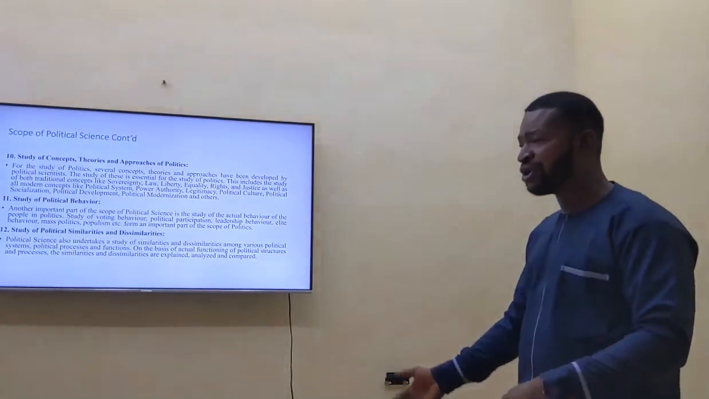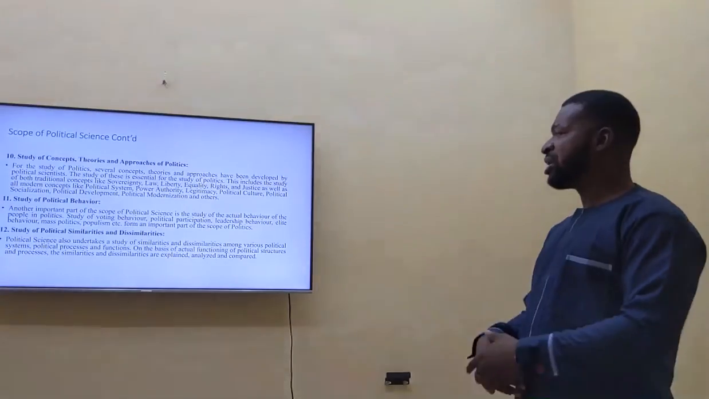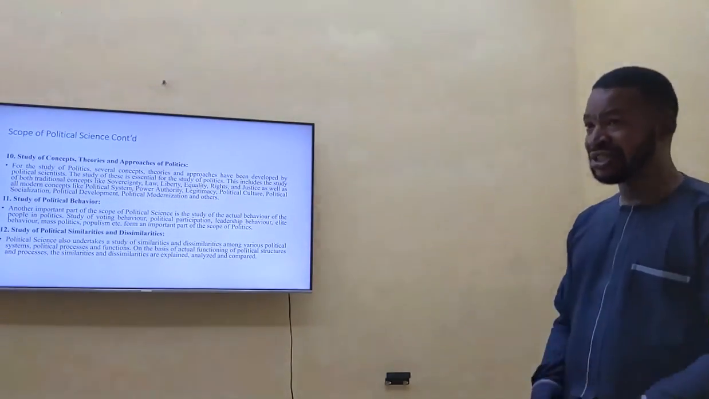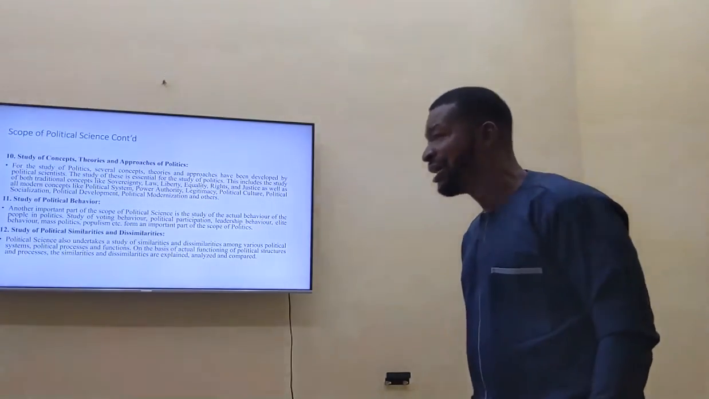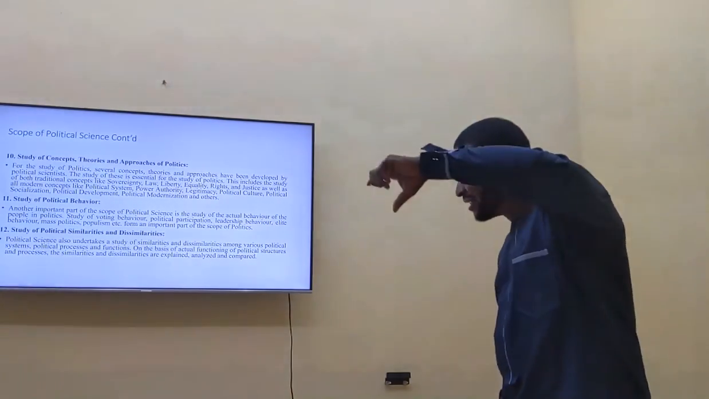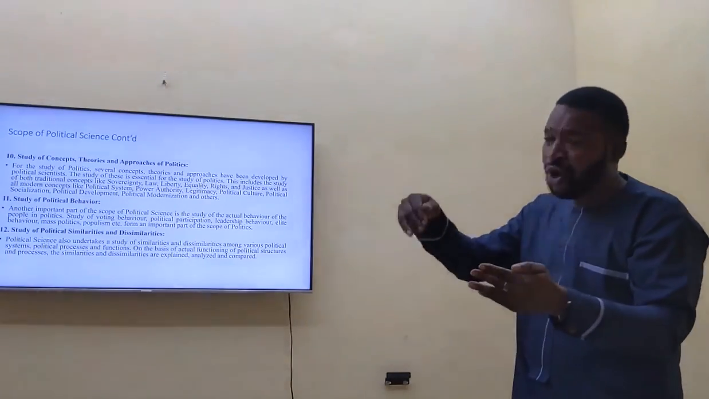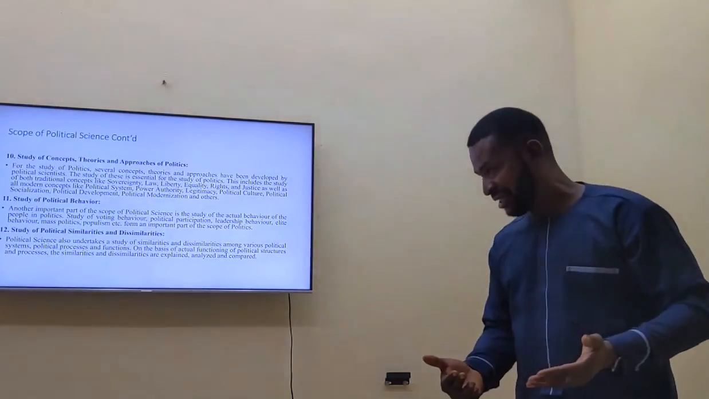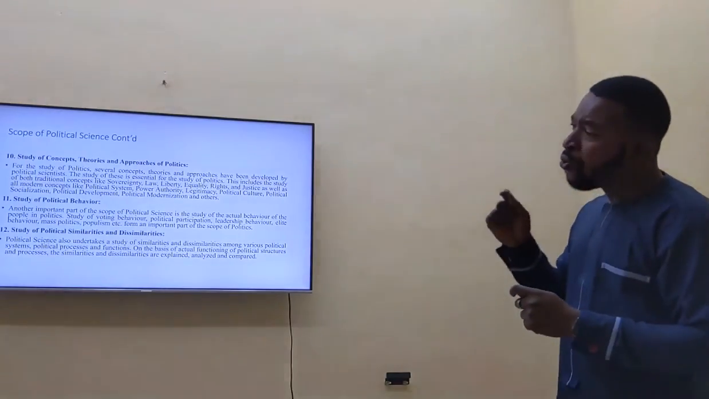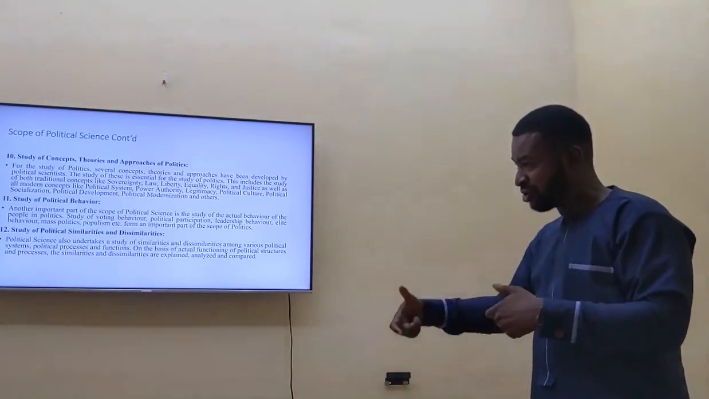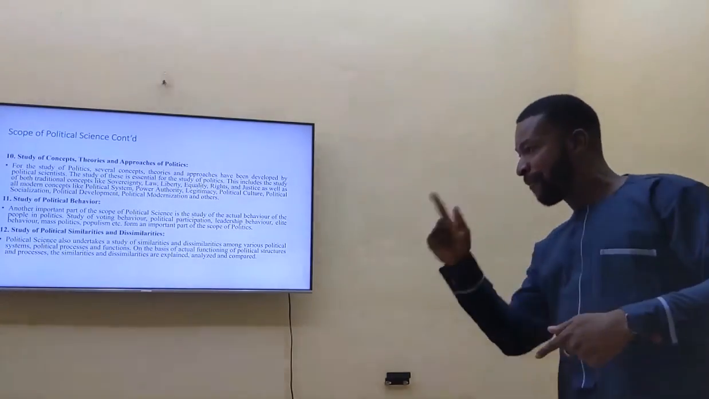Another one is the study of political behavior. This is one thing that has emerged in politics. It's a new field that has emerged in political science, where people are saying that interest is no longer in the state itself, that the state doesn't act on its own. There are individuals or human beings that act in the state. And because there are individuals, we are not going to focus on the state. Rather, we are going to focus on those individuals that act on behalf of the state.